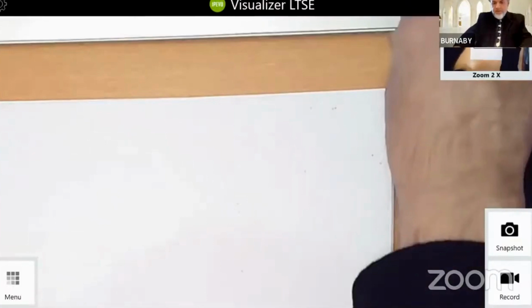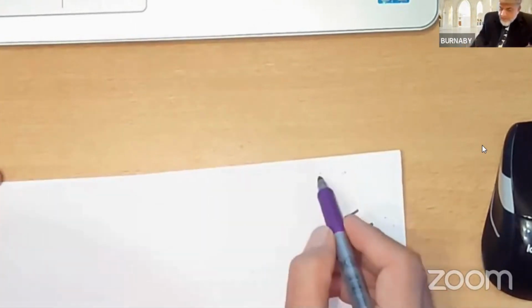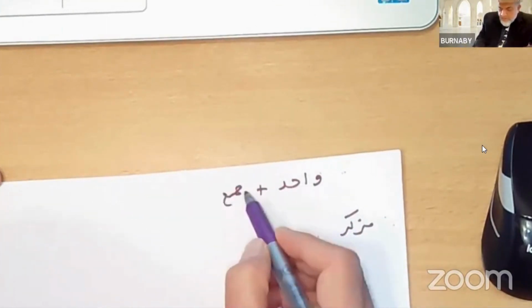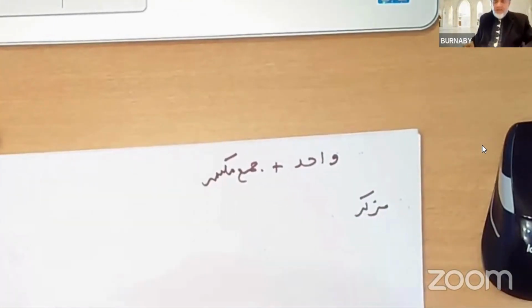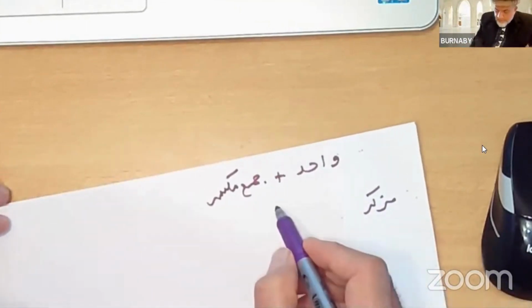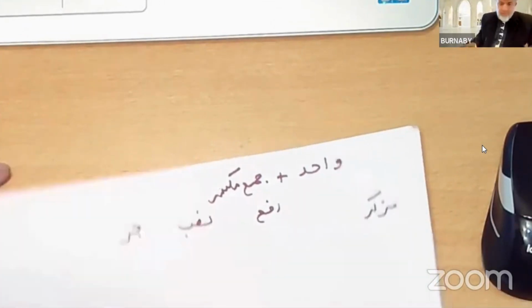Can you see my camera again? Yes. Okay, good. So we are going to deal with Wahid plus Jama Mukassar. And to find the status of Jama Mukassar and Wahid, we look at Rafa, Nasab, and Jar.